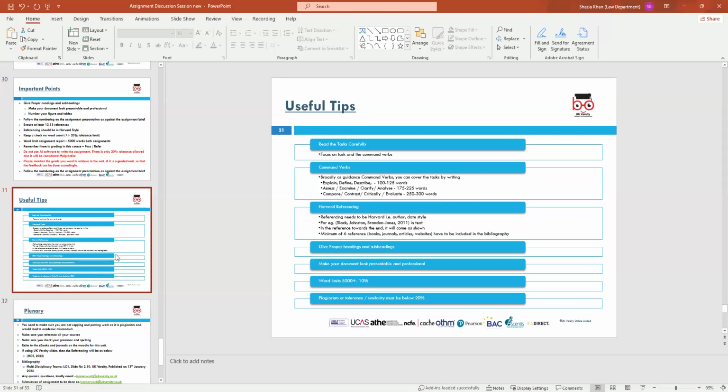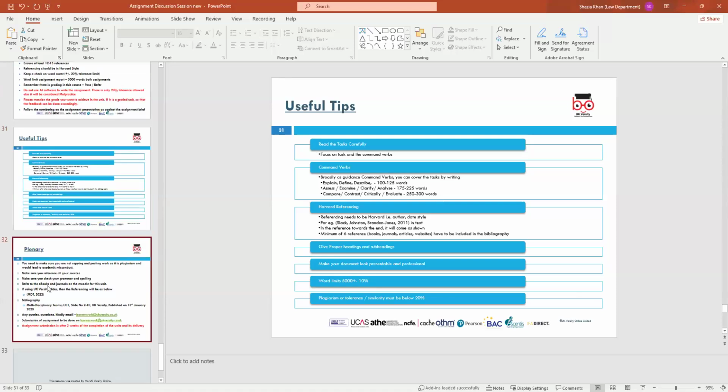Again, read the task carefully, focus on the command verbs, and make sure you are using the Harvard system, and giving proper headings and subheadings like we mentioned. Make sure your document looks presentable and professional. Word count 10%, 5,000 words with 10% flexibility, and plagiarism AI needs to be below 20%.